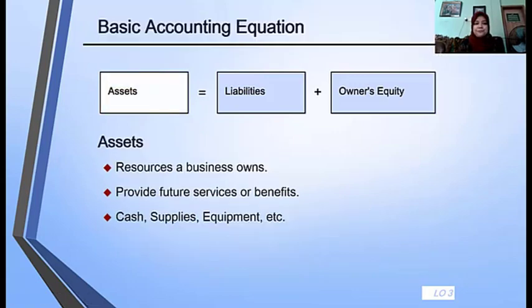And then, what are assets? Assets are resources a business owns that provide future services or benefits. Cash, what is part of assets? The current assets, the fixed assets: cash, supplies, equipment, building, motorcycle, etcetera. That we call assets.